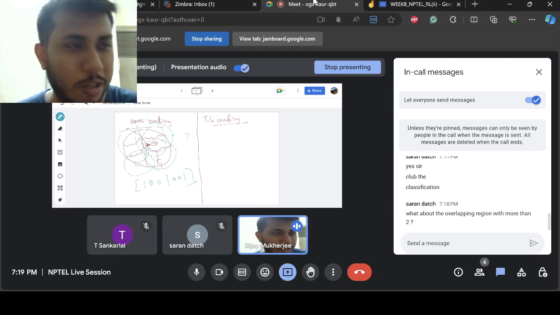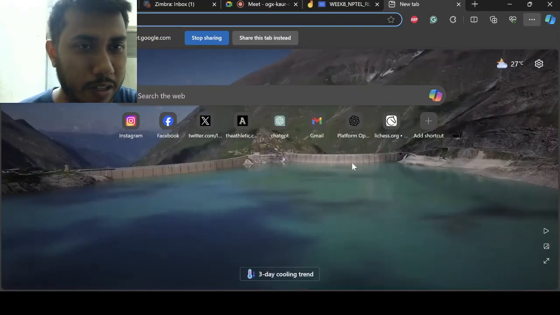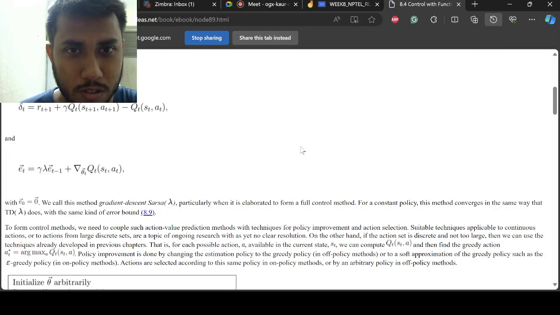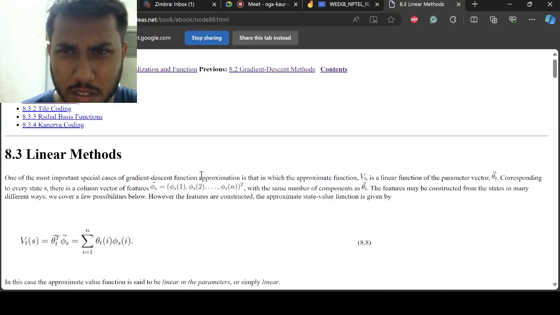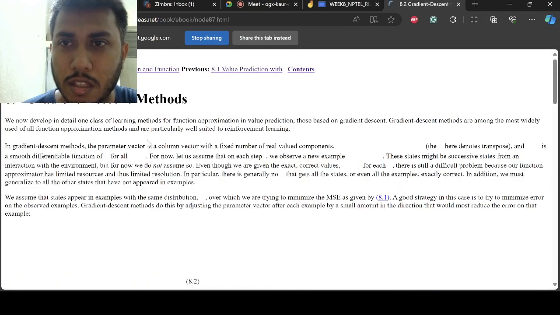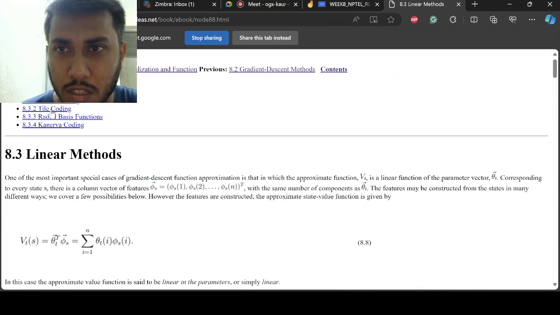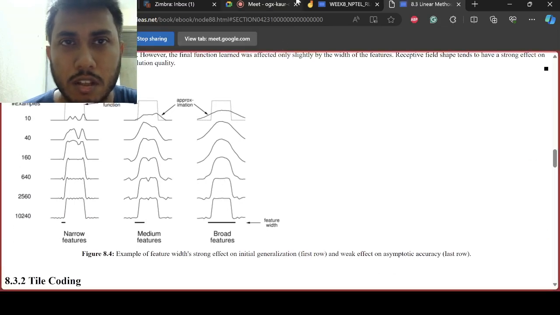Okay, if you want to see that diagram, I can show you what is good or what is bad. So give me 1 minute. So is it visible?